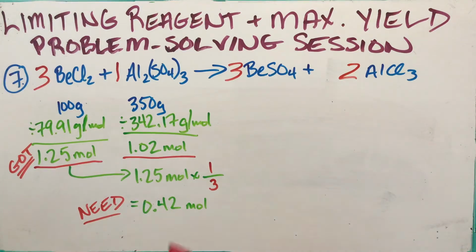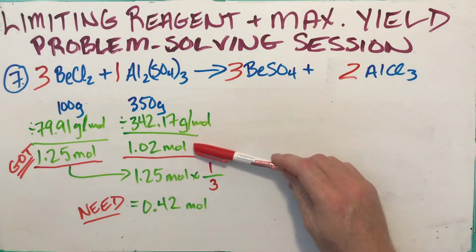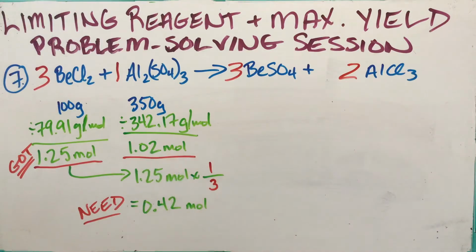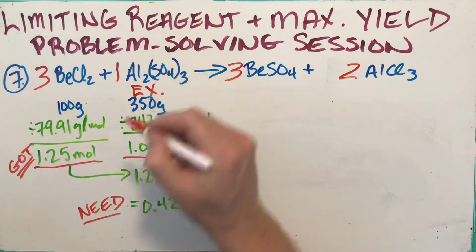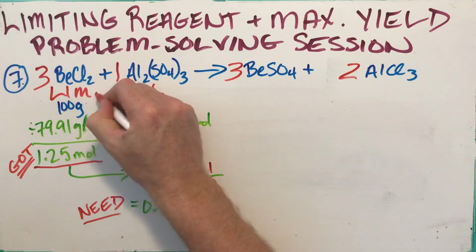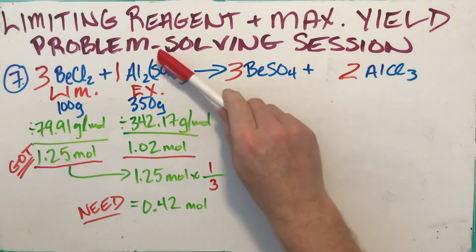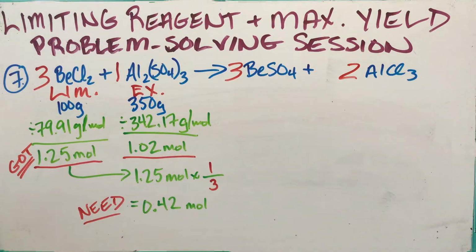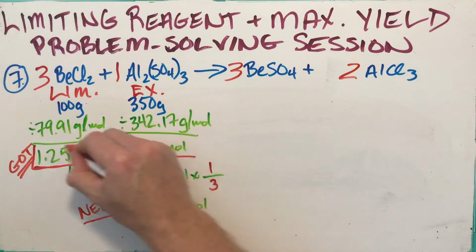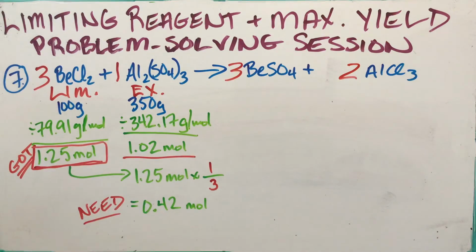All right, so to burn off all 1.25 moles of beryllium chloride, I need 0.42 moles. Oh, I got way more than that. I have 1.02 moles. I only need 0.4. I have over 1. So that means this is my excess reagent, and the beryllium chloride is my limiting reagent. I didn't leave myself a whole lot of room up here, so I put some room underneath. So my limiting reagent is the beryllium chloride. So I'm going to put a box around that. That is what I'm using to figure out products over here.